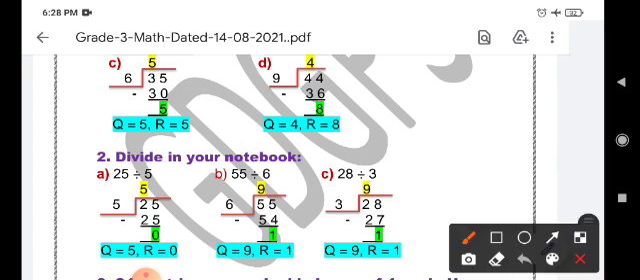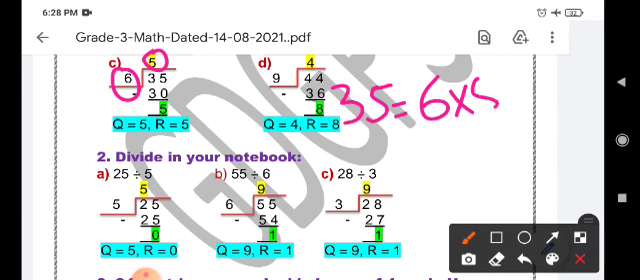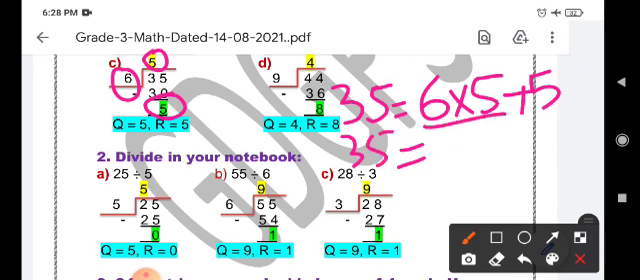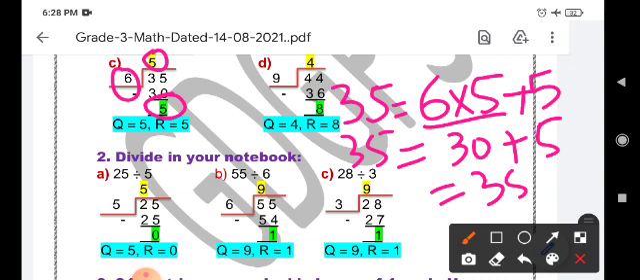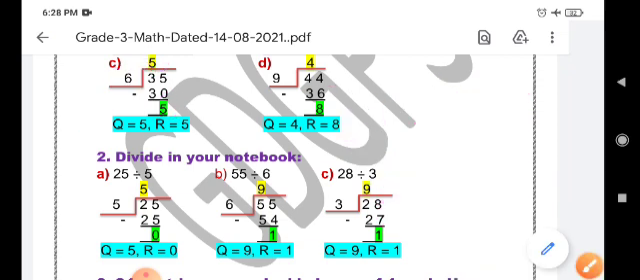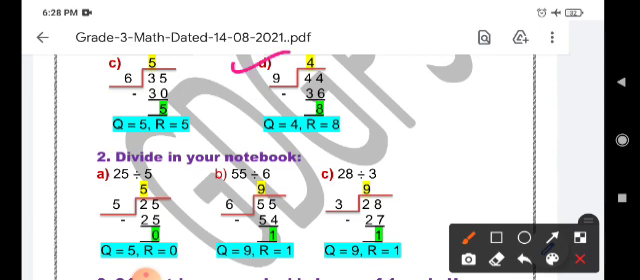How will you check your answer? 35 is the dividend. So we should get divisor, that is 6, multiplied by quotient, that is 5, plus the remainder, that is also 5, equal to 35. See, 6 5s are 30 and 30 plus 5 is 35. So 35 equals 35. We are doing it in the correct way.